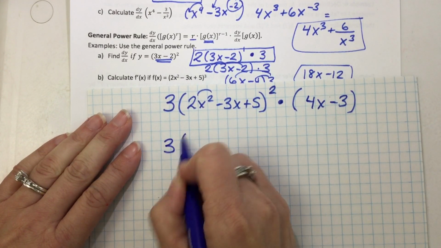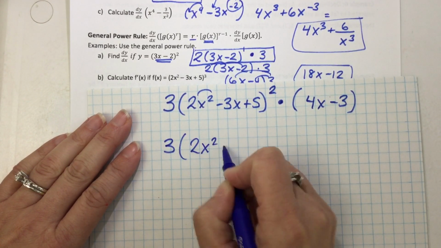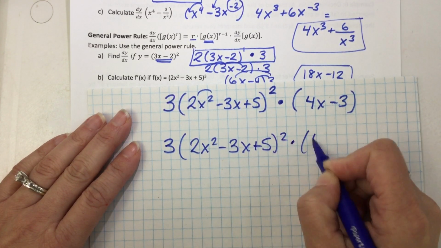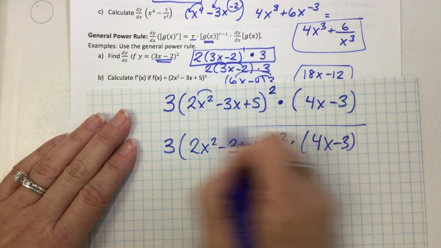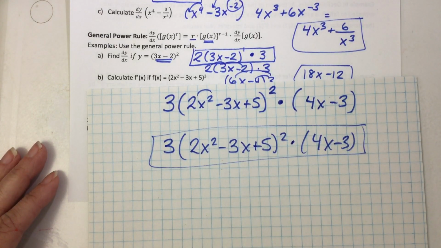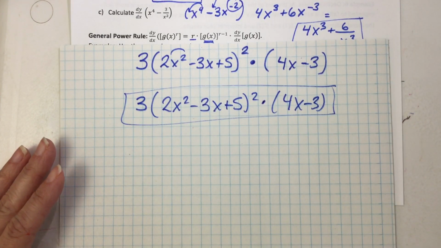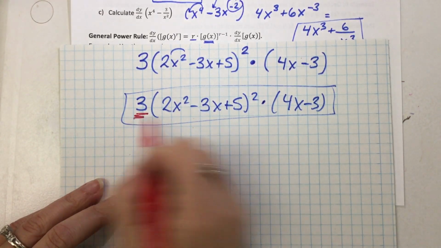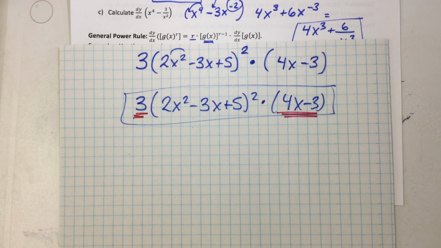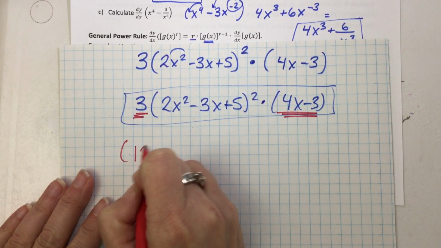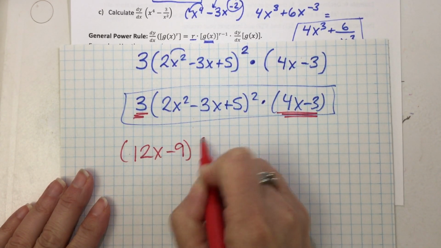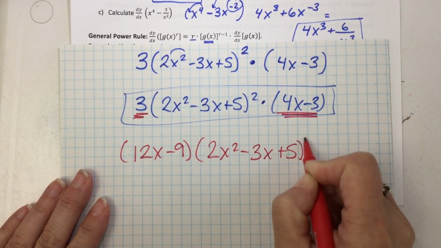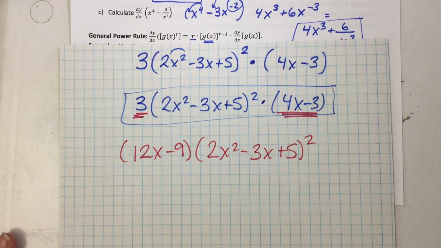So if you kept it here, 3 times 2x squared minus 3x plus 5 to the power of 2 times the group 4x minus 3, I am totally fine with that. I will tell you that sometimes in the back of the book, just so if you're checking your answers, they would take this 3 and this 4x minus 3 and say, okay, well, that's 12x minus 9 times 2x squared minus 3x plus 5 to the power of 2. Okay, I just want to show you those little things.